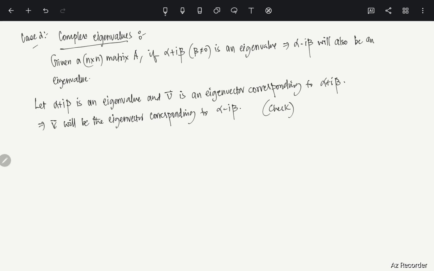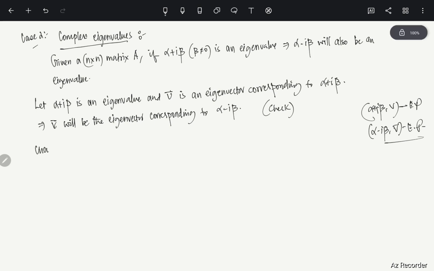Okay, so what I am trying to say is this: if alpha plus I beta, v is an eigenpair, right, then alpha minus I beta, v bar will also be an eigenpair. Okay, so that is always there, we already know this part.